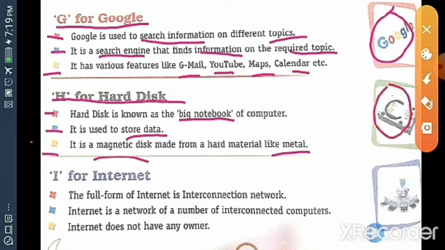Now our next alphabet is I for internet. First one, the full form of internet is interconnected network. Second, internet is a network of a number of interconnected computers. And third one, internet does not have any owner.